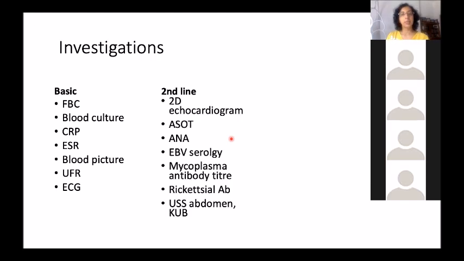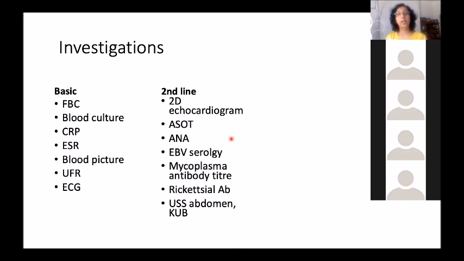Those are the second line investigations, right? So 2D echocardiogram, ASO titer, ANA, EBV serology, mycoplasma antibodies, rickettsial, USS abdomen, KUB, and the renal functions. Okay, right. So we did all that in this child.